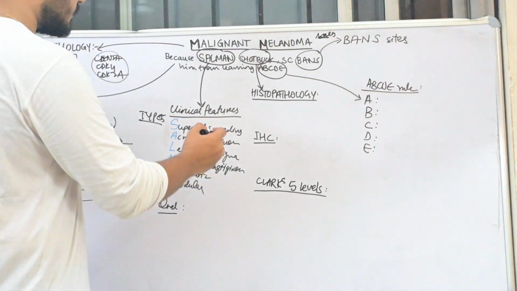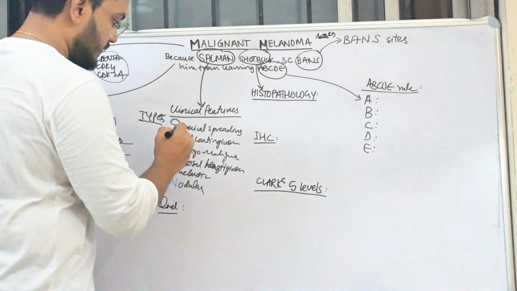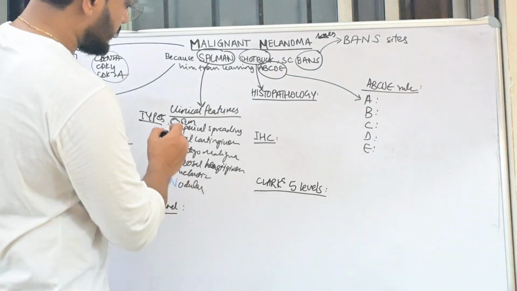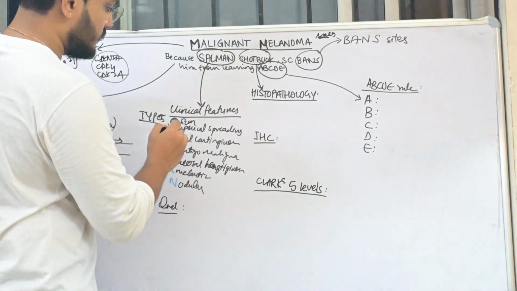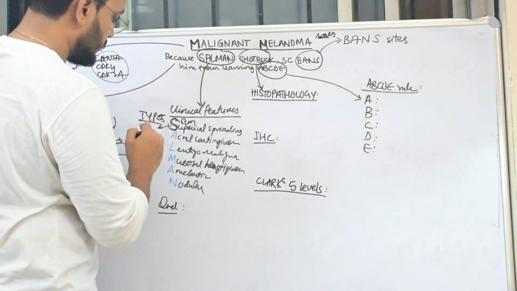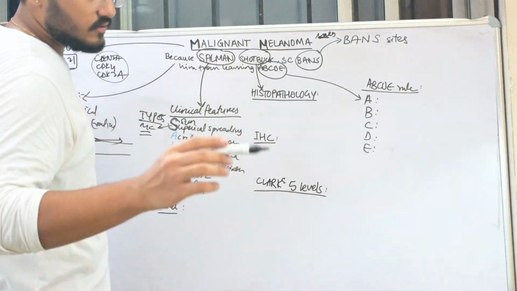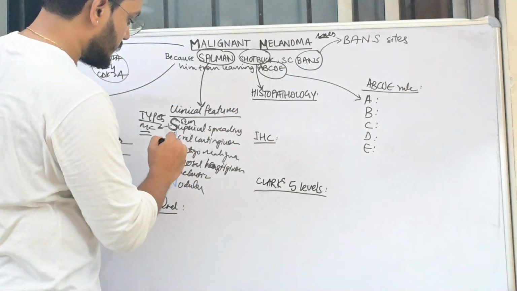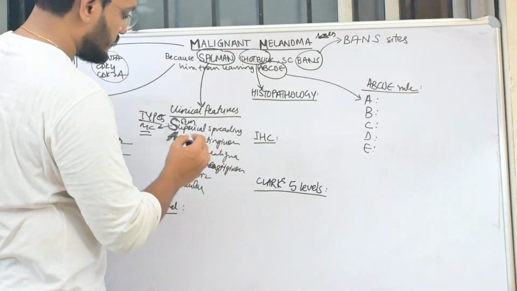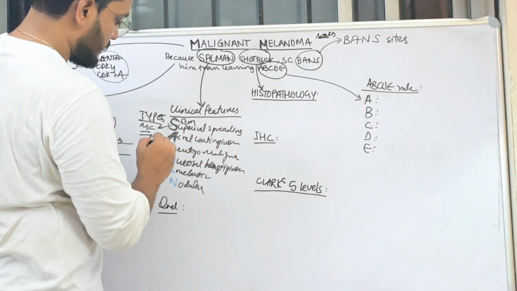Okay, so superficial spreading is the most common one, and it is seen in sun exposed areas. Remember, S for sun, and sun is the most common. Imagine it like that. If they ask you which is most aggressive, A starts with aggressive. Aggressive starts with A, and acral lentiginous also starts with A, so it is the most aggressive.